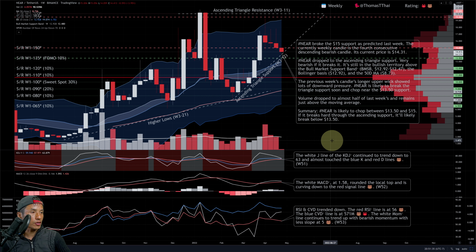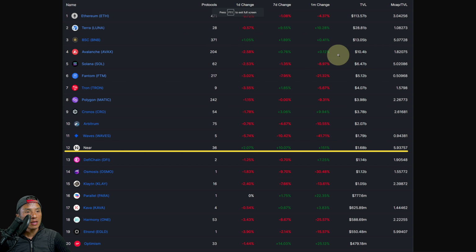Let's check out some other charts. Total value locked. And if you don't know what that is, total value locked is the amount of money that's locked in the ecosystem, especially DeFi or staking. So the more, the better. And if you look at NEAR protocol here, the 1 day, 7 day, and 1 month change, all positive.